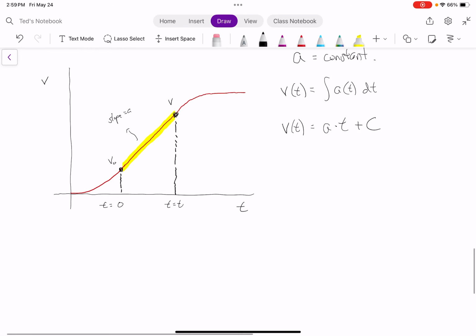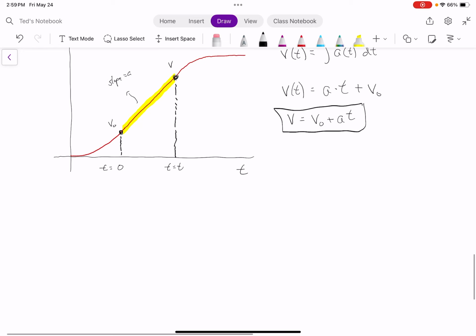And now we can figure out what that constant should be by plugging in t equals 0. If I plug in t equals 0, I find out that at goes to 0, and the velocity at t equals 0 should equal the initial velocity of the object. So we end up with this equation that says the final velocity of the object is equal to the initial velocity of the object plus acceleration times time. And that would be our first equation that's true for constant acceleration.